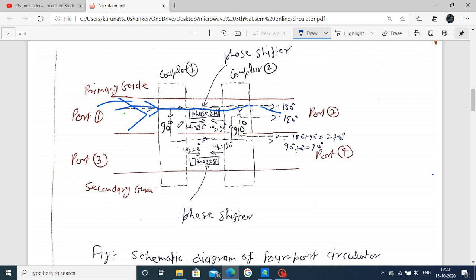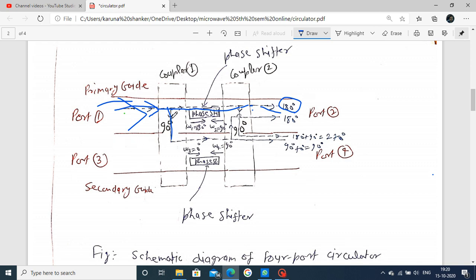When port 1 is applied as an input, to observe port number 2, the phase shift introduced by the phase shifter W1 is 180 degrees. That's why we have written a 180 degree phase shift when port 1 is applied as an input and port number 2 is observed. Next, the wave also moves towards the secondary waveguide using coupler 1. This is the secondary waveguide, and this is the primary waveguide.